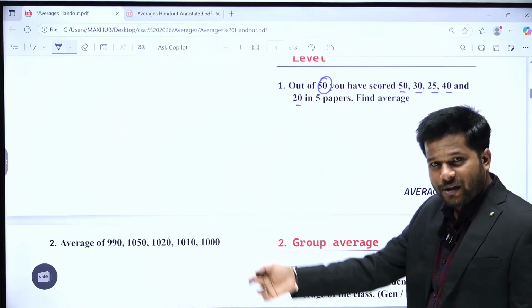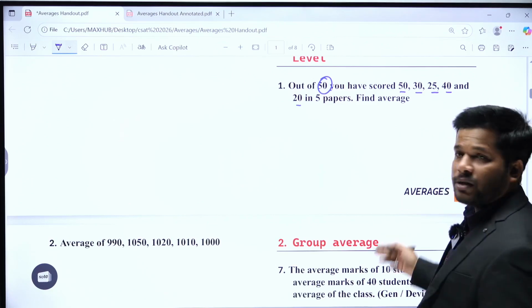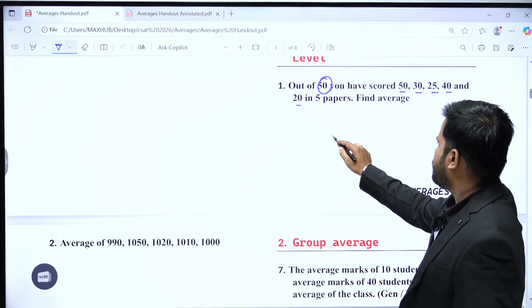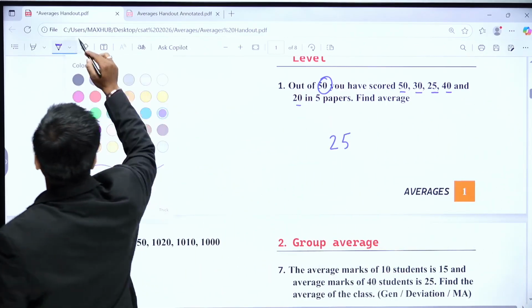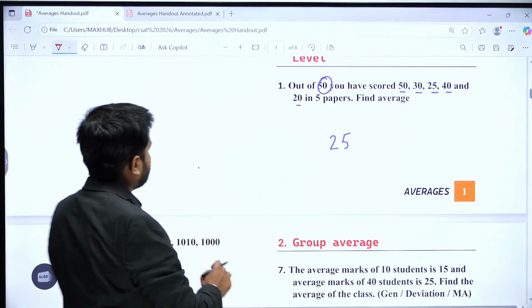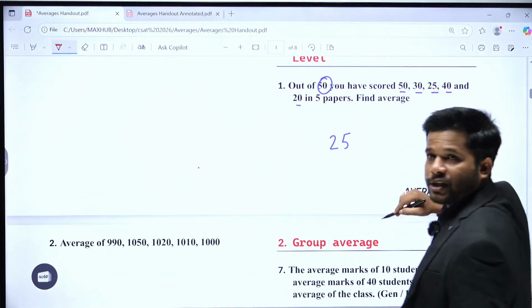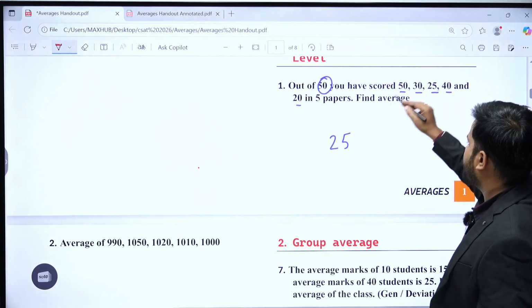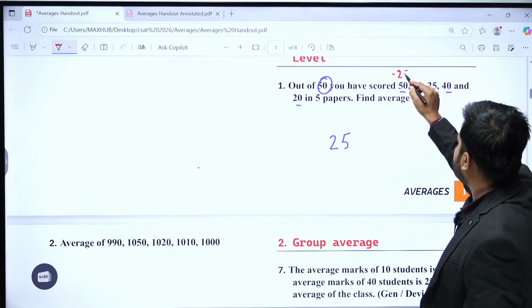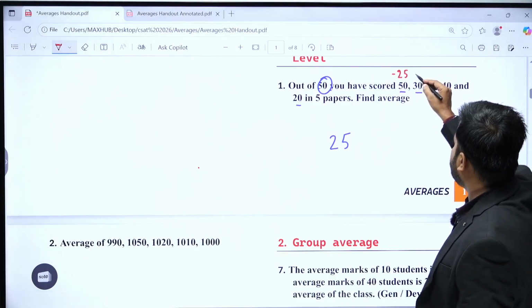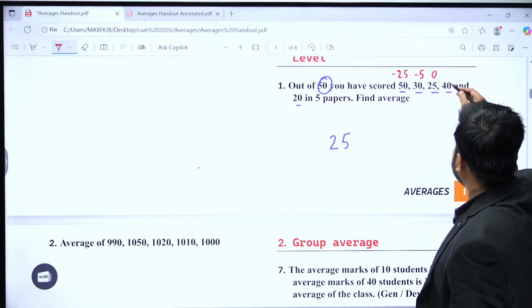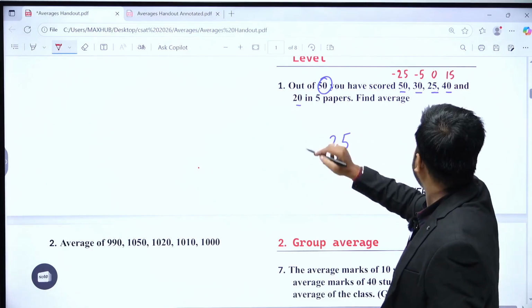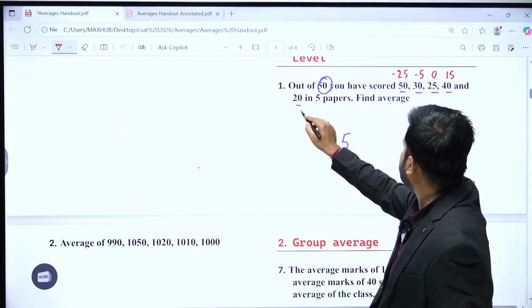I will tell you that other method, that wow method. That is, let me assume a number to be the average. Sir, let 25 be the average. Choose such a number from among these itself; I have chosen 25 from there. Then I'll check the deviation. 50 minus 25 will be how much? 25. 30 minus 25 will be how much? 5. 25 minus 25 will be how much? 0. 40 minus 25 will be how much? 15. 20 minus 25 will be how much? It will be minus 5.